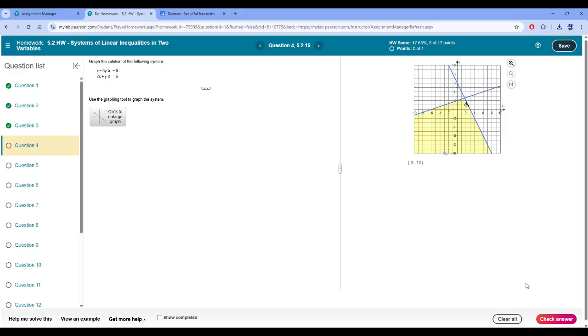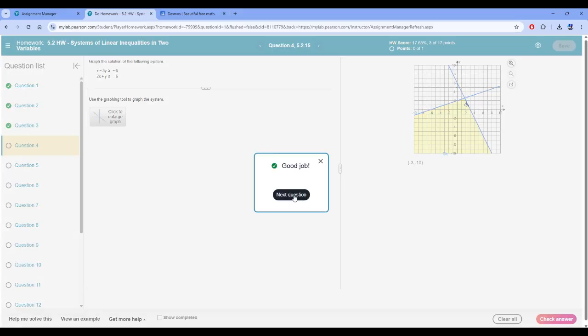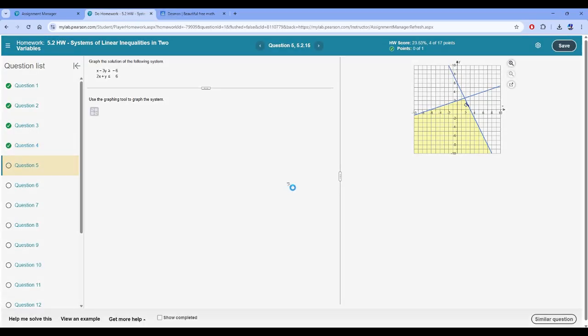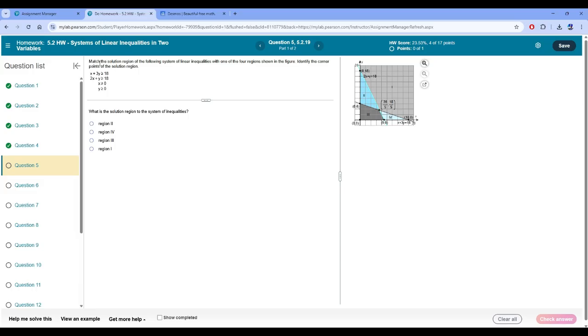Save. Both of them are equal. There you go. Guys, you have Desmos. If you need the equations, you got it. Moving on. Alright, so match the solution.